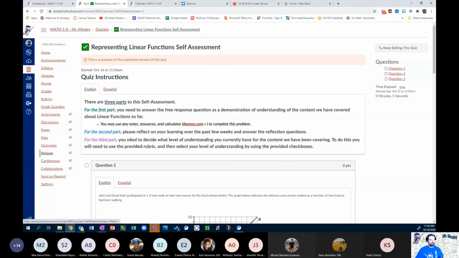For the second part, please reflect on your learning over the past few weeks and answer the reflection questions. For the third part, you need to decide what level of understanding you currently have for the content we have been covering. To do this, you will need to use the provided rubric and then select your level of understanding by using the provided checkboxes.